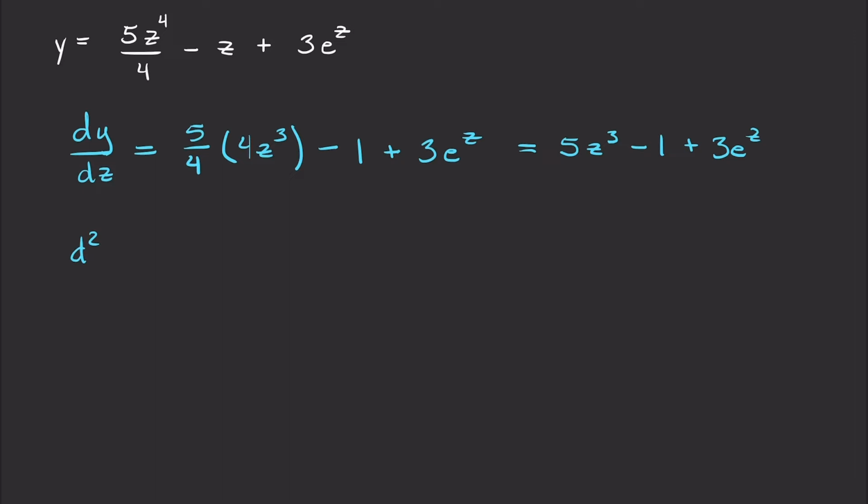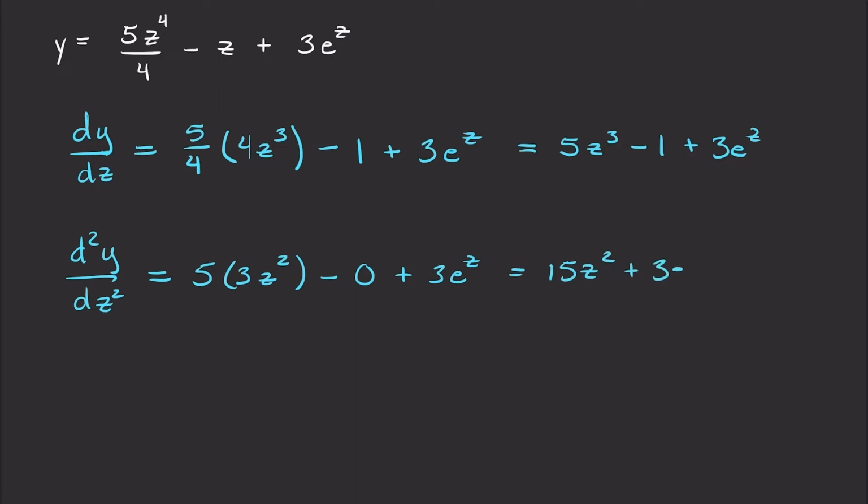Now if we find our second derivative of y with respect to z, again we'll keep our 5 out front, and we pull down our 3 from our power. And our z goes to z squared. The derivative of 1 is just 0. Okay, derivative of a number is just 0. Plus, we'll pull out our 3. And then again, just like in the first derivative, the derivative of e to the z is e to the z. So we're left with 15z squared plus 3e to the z.